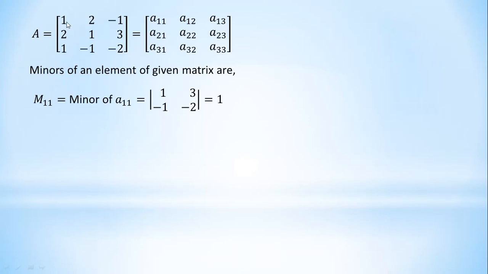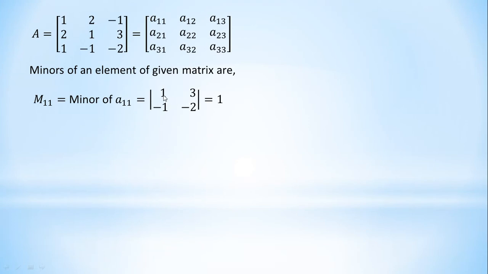Now our procedure is what? We have to ignore this row and column. Now in case of a 3 by 3 matrix, if you ignore the row and column, then we have to find the determinant of the remaining elements. Remaining elements are 1, 3, minus 1, minus 2. So to get the minor of A11, we have to find the determinant of these remaining elements, 1 3 minus 1 minus 2. In case of a 2 by 2 matrix, you directly get the minor, but in this case we have to find its determinant.